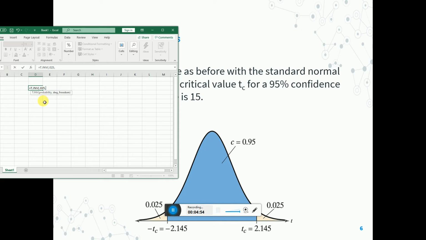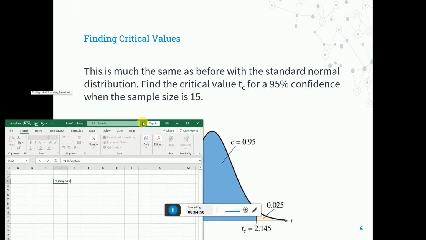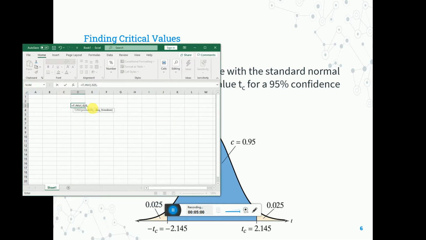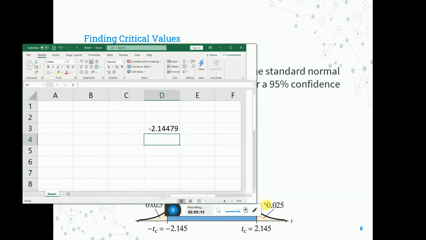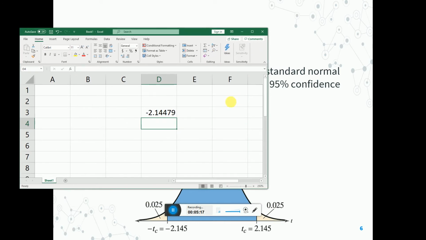I have to go back to the problem and see how many pieces of data I have when the sample size is 15. Degrees of freedom, as we said before, is just n minus 1, so it's 15 minus 1, so it's 14. Entering that, we can see we get the value on the left-hand side. Negative 2.145 is how they've rounded it, and we're very close to that value. So let's zoom in and we'll do that calculation one more time for the right-hand side.